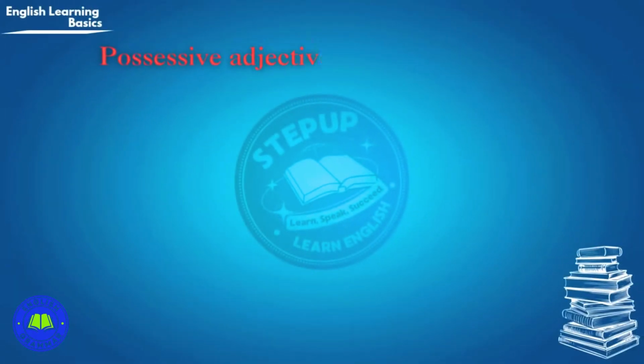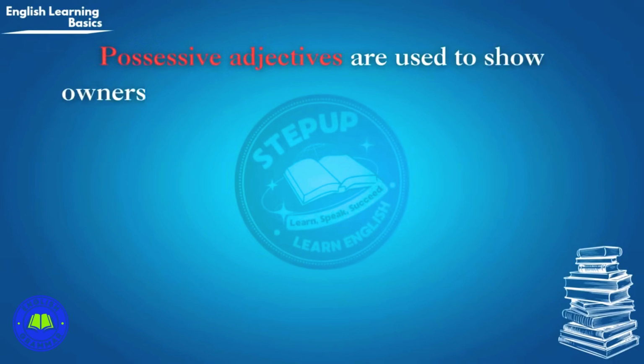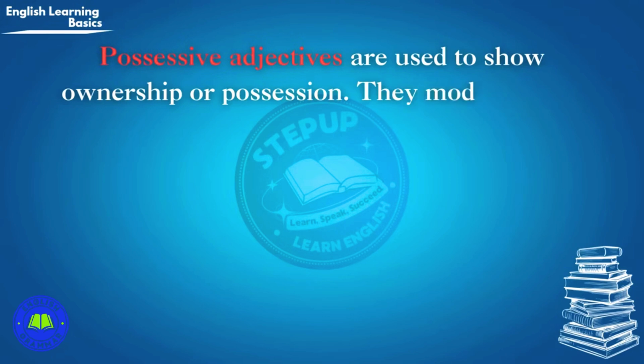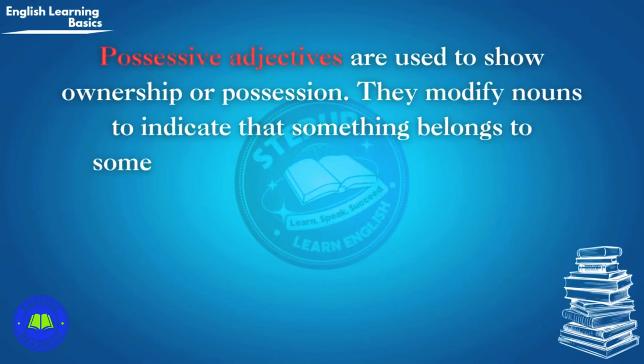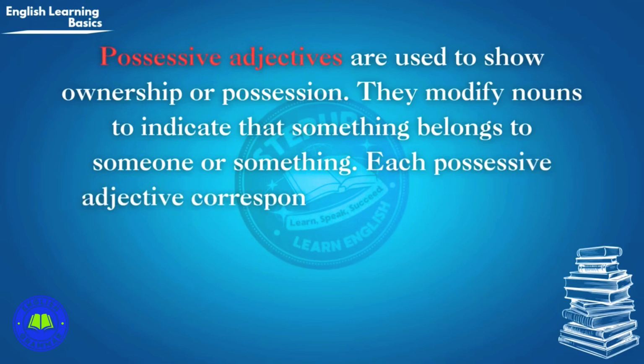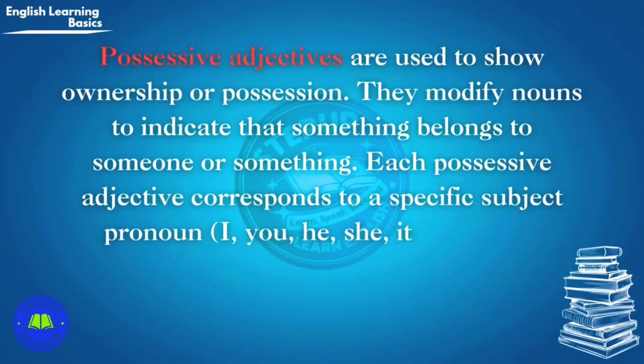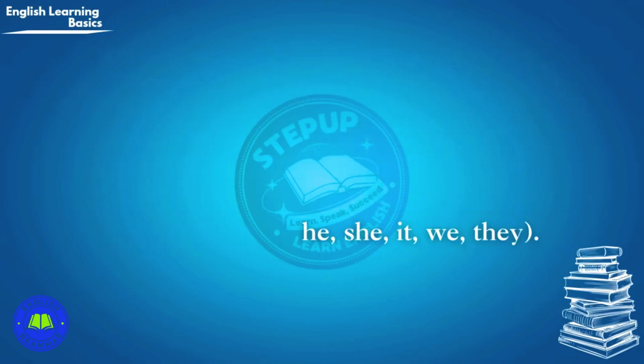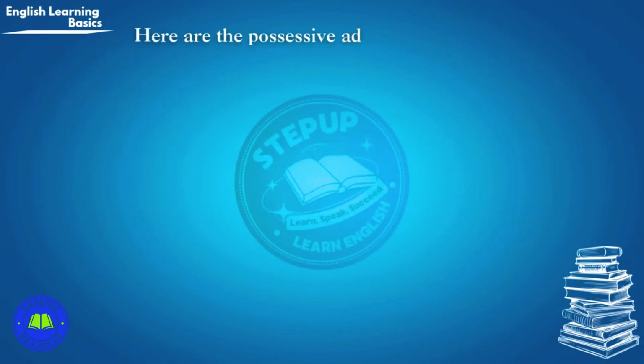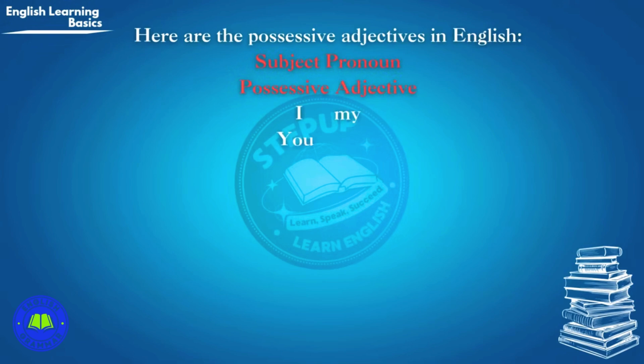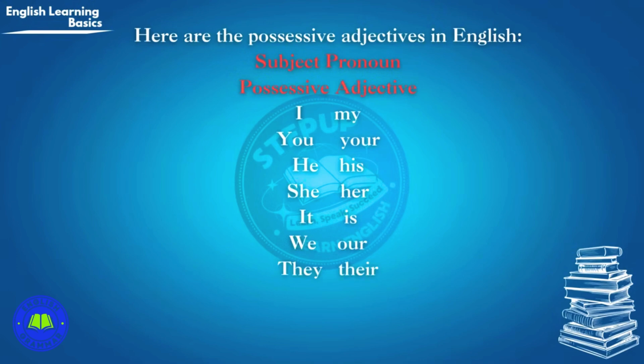Possessive adjectives are used to show ownership or possession. They modify nouns to indicate that something belongs to someone or something. Each possessive adjective corresponds to a specific subject pronoun: I, you, he, she, it, we, they. Here are the possessive adjectives in English. Subject pronoun, possessive adjective: I, my; you, your; he, his; she, her; it, its; we, our; they, their.